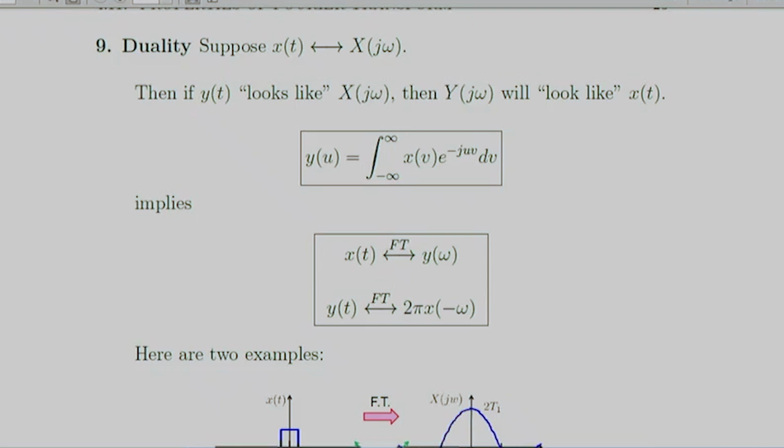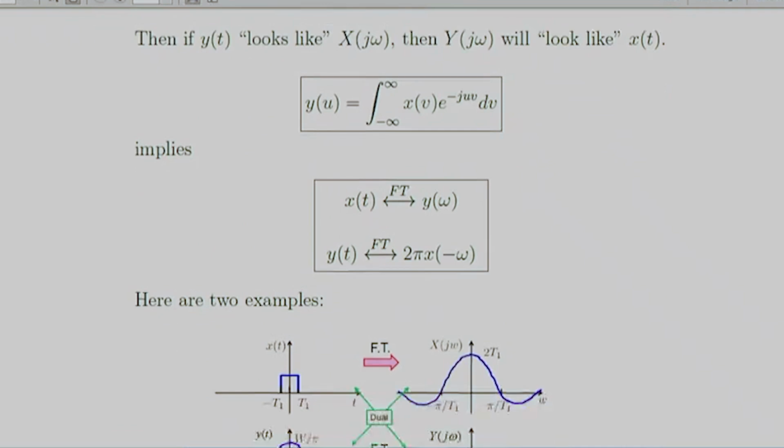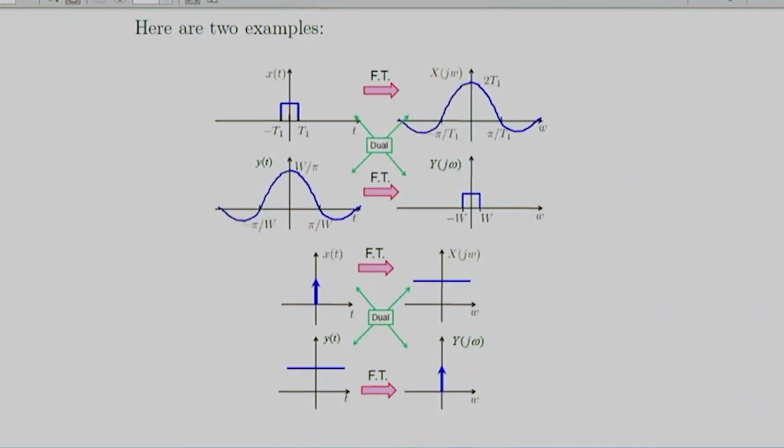So this is the way of formally saying that. You have this function y that kind of looks like the transform of x, related by this equation. Then it tells you that x and y, those functions, relate to one another in a dual fashion in the two domains. And the best way to view that is with an example. Here's the isolated rectangular pulse. We saw that its transform is a sinc function.